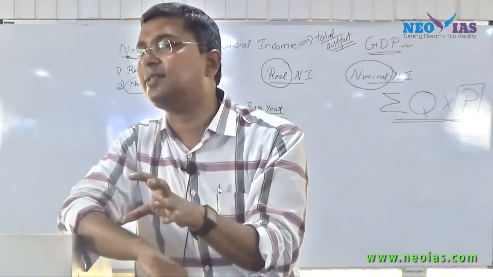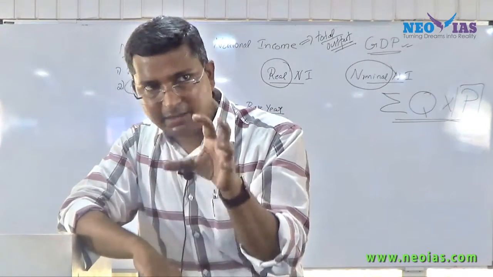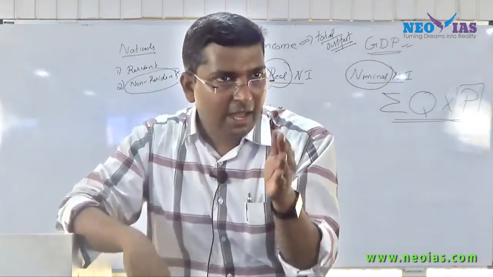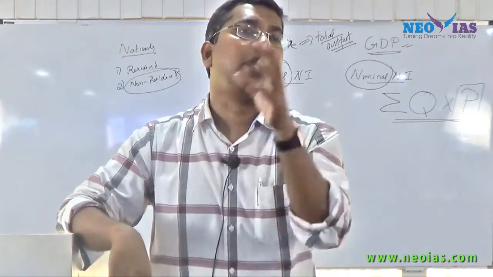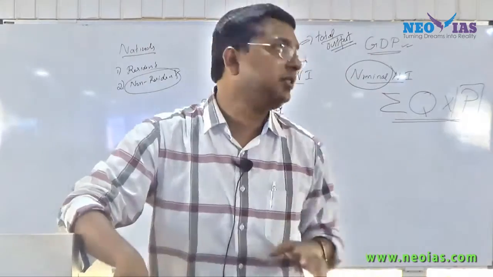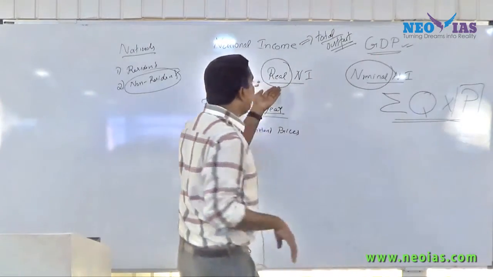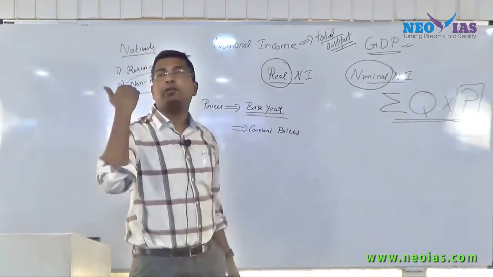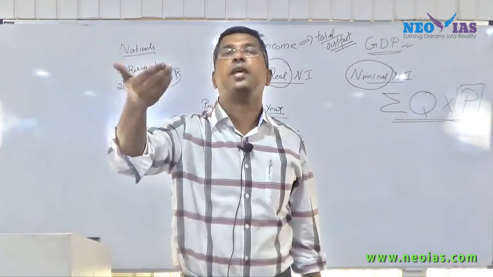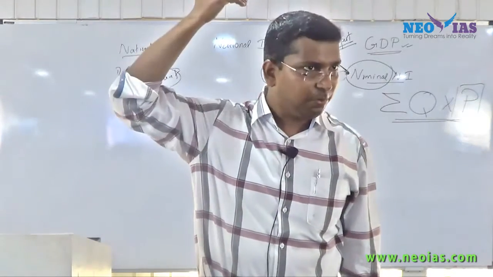What is this constant price? Price means the price prevalent in a particular base year. So what is real national income? National income calculated at constant price. What is this constant price? The price prevalent in the base year.